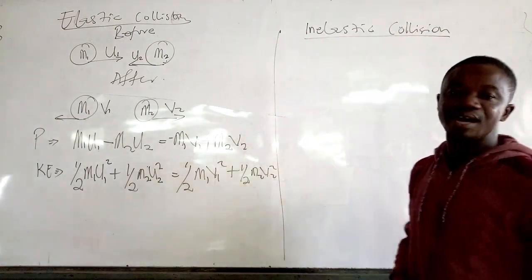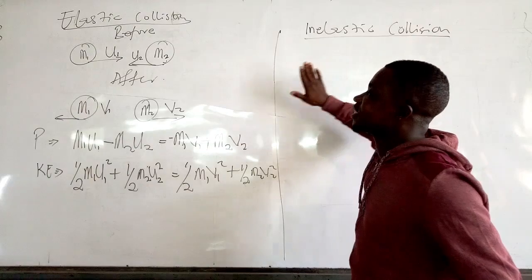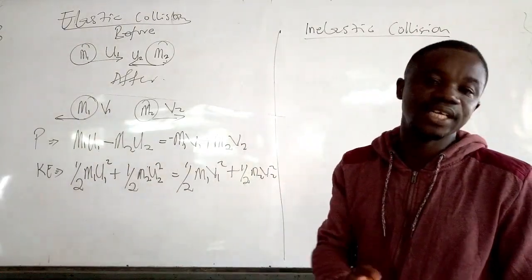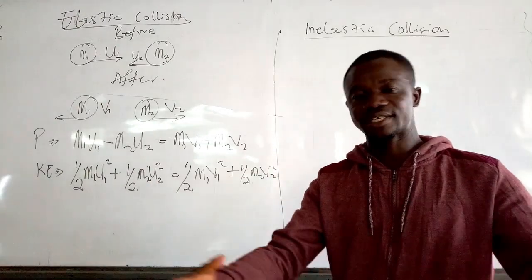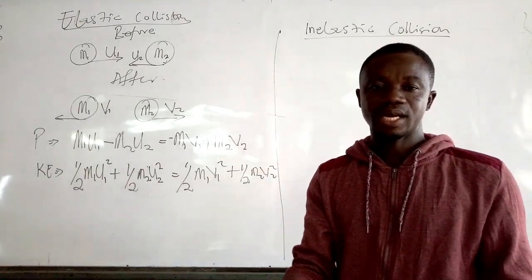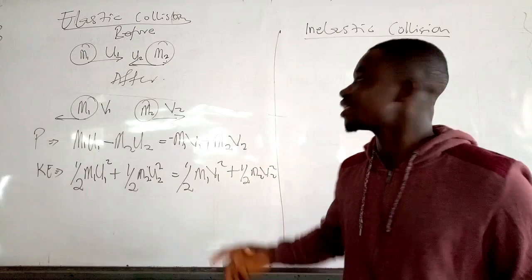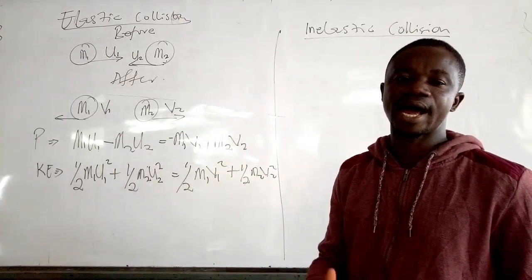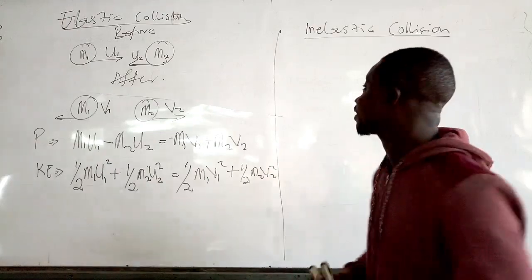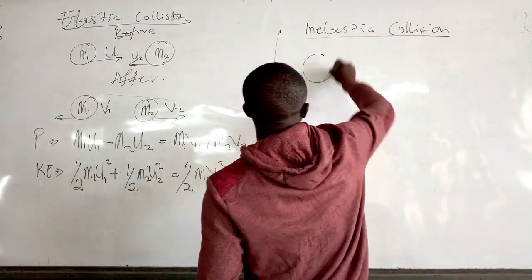Over here in calculation, we treat both inelastic and perfectly inelastic together. The reason is that we only consider the situation whereby the two bodies are sticking together. At the point where they separate, we don't really consider it under inelastic. So we consider the situation whereby the bodies are sticking together. For that matter, we look at this scenario.